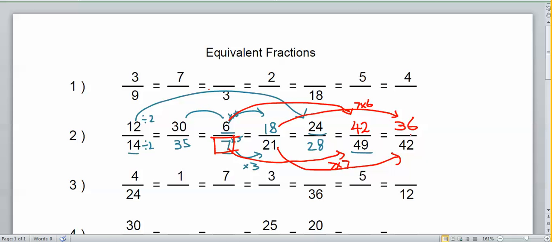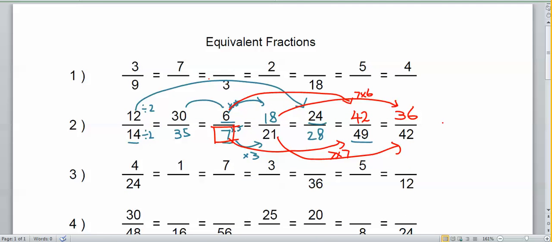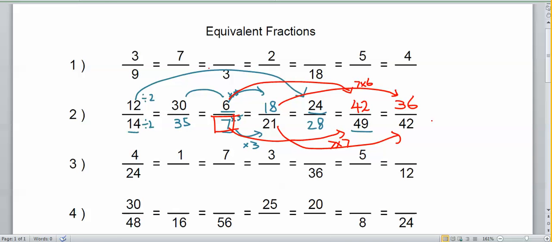So these are equivalent fractions. It's just a problem-solving process to complete this. But I would start with finding some of the easier fractions. In this case, it's around 6 divided by 7, and then from there we just work out the rest.